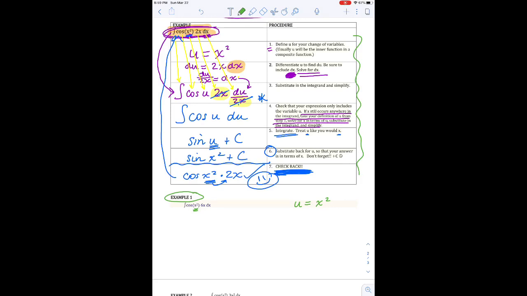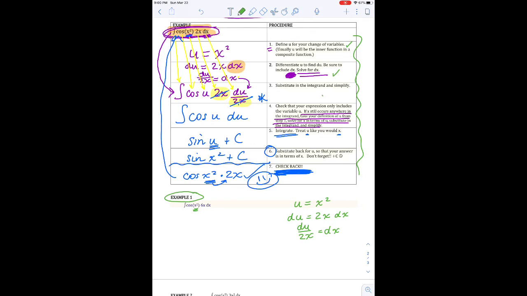The next step, so that was defining u, check. Step 2, differentiate u and be sure to include a dx, and then we're going to solve for dx. So du would be the derivative of x squared, which is 2x, and we're sure to include a dx at the back. Then we solve for that dx by dividing by 2x. So dx equals du over 2x. Again, similar to the last example, little differences will make all the difference when we're getting to know what we're doing here.